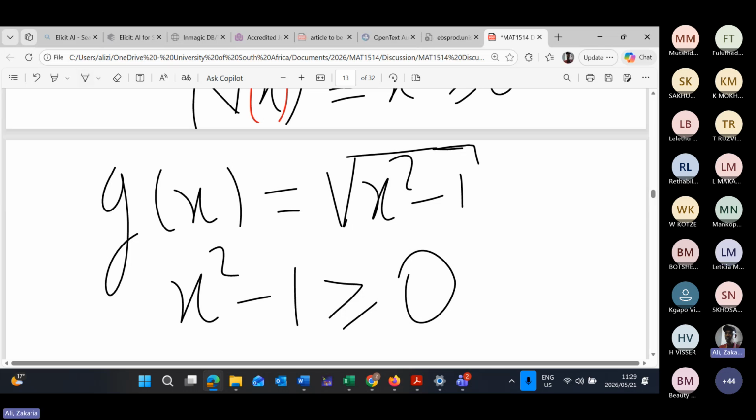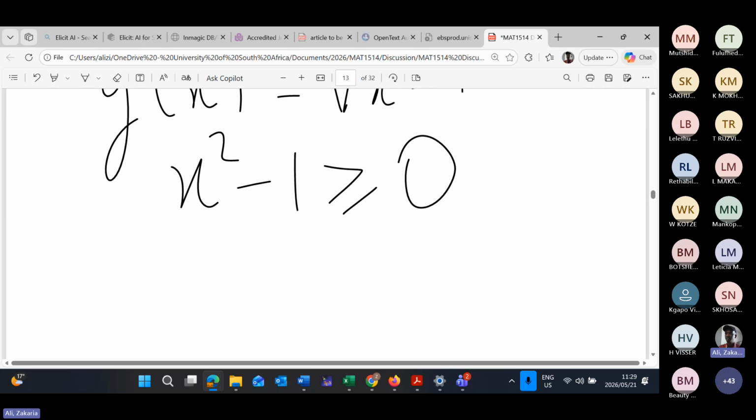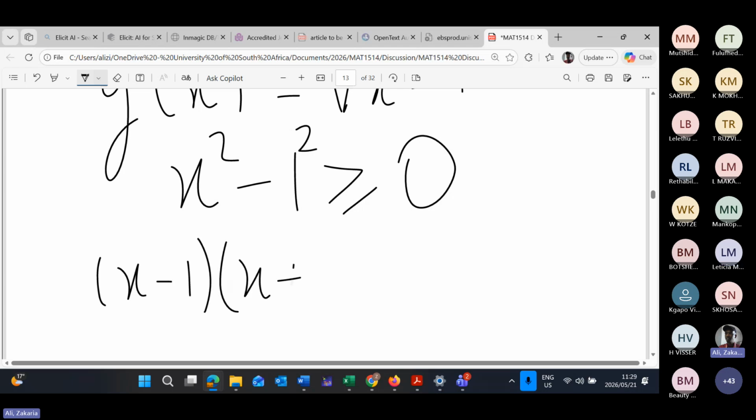That's the first thing. Now, x squared minus 1 greater or equal to 0 doesn't mean I take it to the right-hand side, transpose it, and then take the square root. No. Here we do something that you often do in high school. We say difference of two squares. You guys remember? So x squared minus 1 can be written as x squared minus 1 squared, and then you apply the difference of two squares, which is x minus 1 times x plus 1, and that is greater or equal to 0.